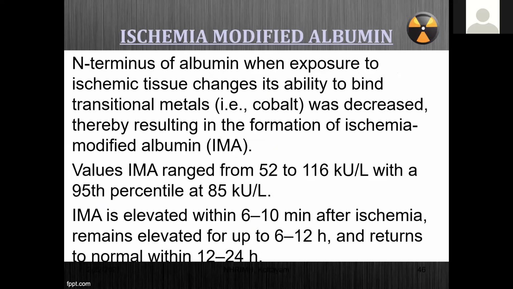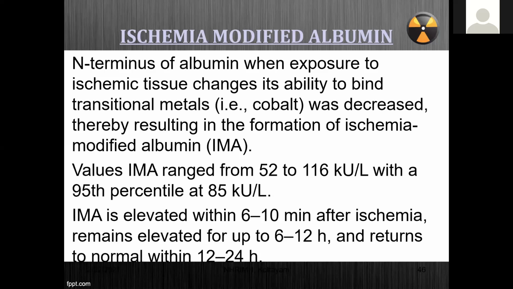Coming to the next few important biomarkers, the short biomarkers: ischemia modified albumin. Normally, albumin molecules in the tissue bind metals like cobalt. This albumin is able to attract the metal molecules. Suppose the muscle is necrosed. Albumin is a protein, right? Each protein has an N terminus and a C terminus. If the N terminus, one end, is damaged, it cannot bind the cobalt.